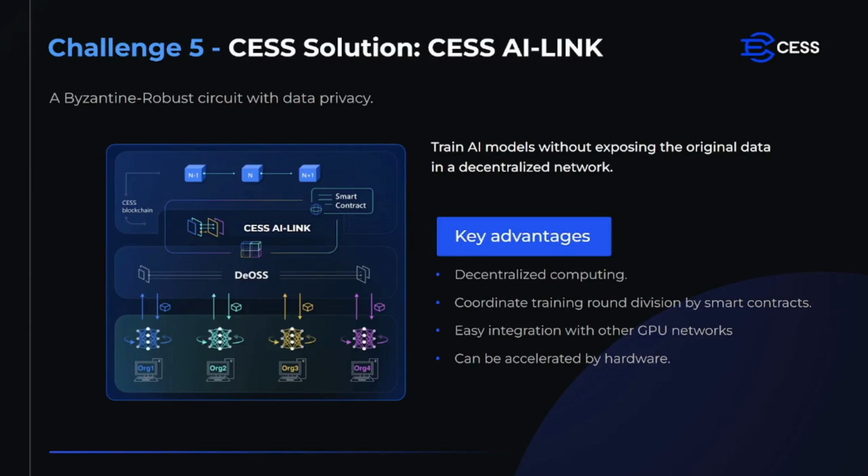Coordinated training rounds driven by smart contracts. Smart contracts play a crucial role in coordinating the training process. They divide the training rounds and manage the distribution of tasks among different nodes, ensuring an efficient and orderly training workflow. Easy integration with other GPU networks, which is how the CESS AI Link is designed to be easily integrated into other GPU networks. This compatibility allows for seamless collaboration and utilization of GPU resources across various platforms, enhancing the overall computational power available for AI training.